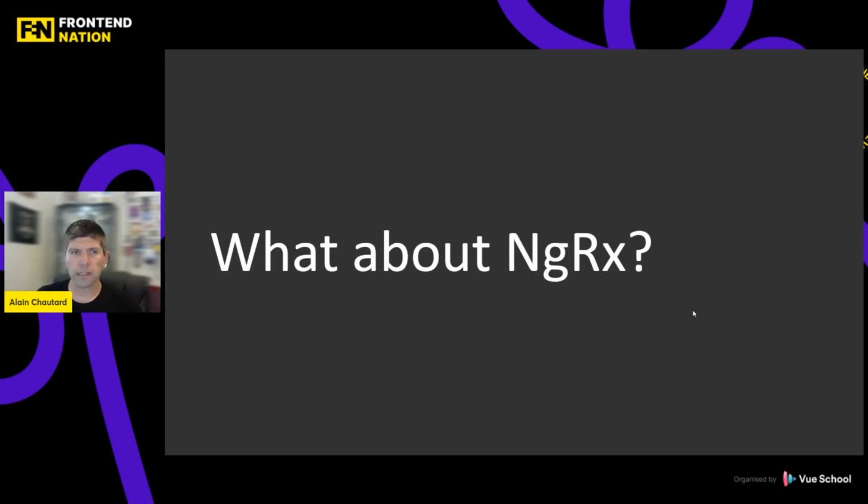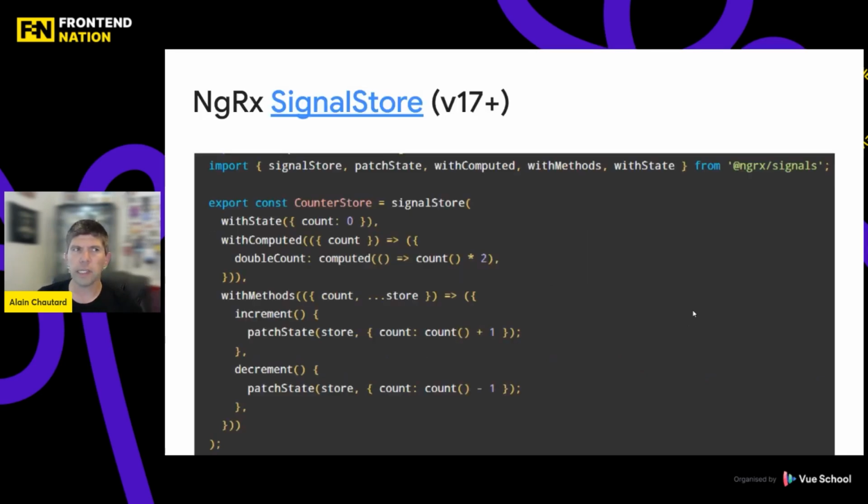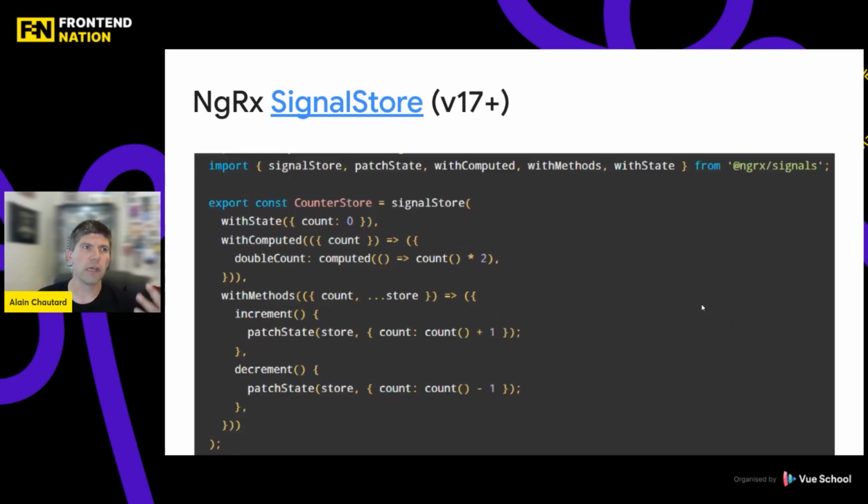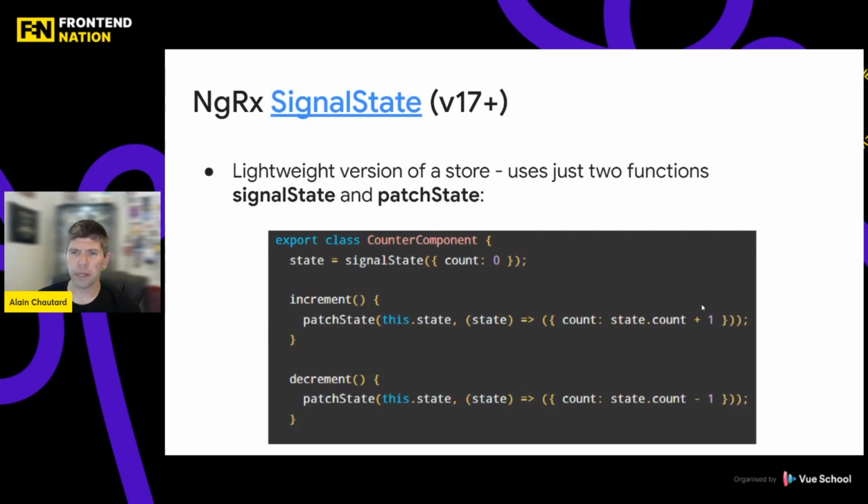What about NGRX and state management libraries? Nice and easy. They are adopting signals as well. NGRX started with the signal store in version 17, and they also have a signal state. So both options are available in NGRX for state management using signals. One is lightweight, that's signal state. One is a little bit more complex and has effects and methods and all of the Redux-like concepts from NGRX. And that's the signal store. So these two are already available, and you can use that if you want to keep using state management on top of signals.